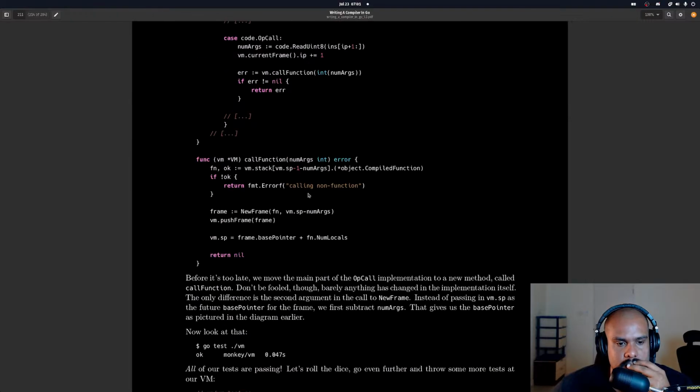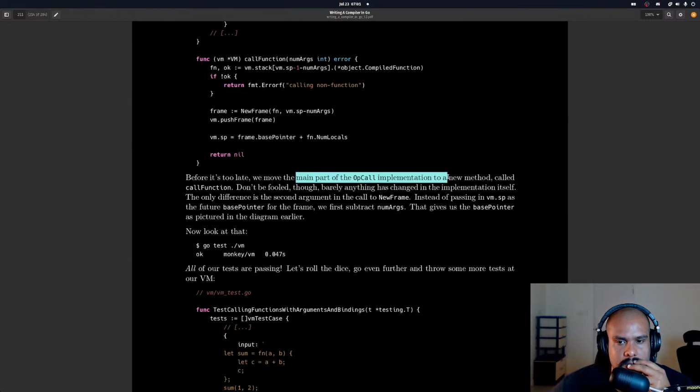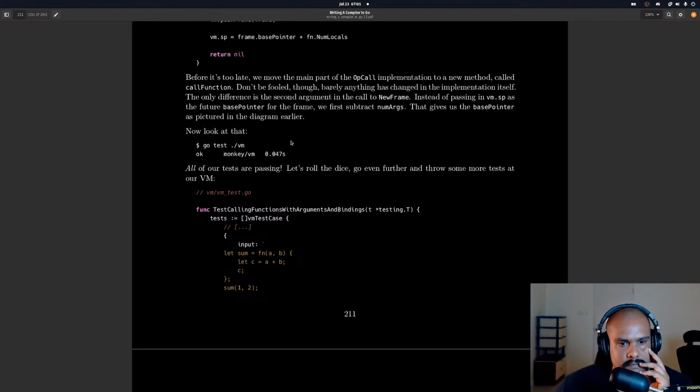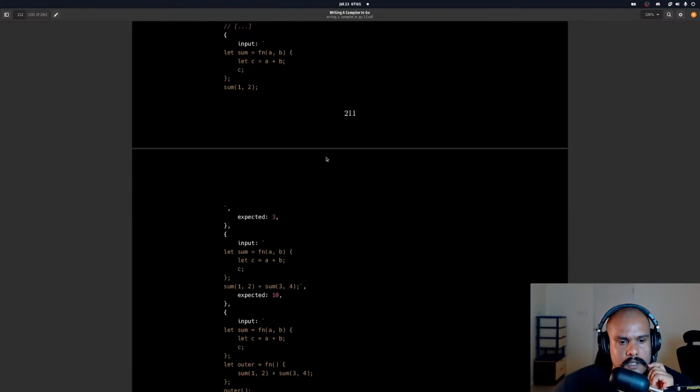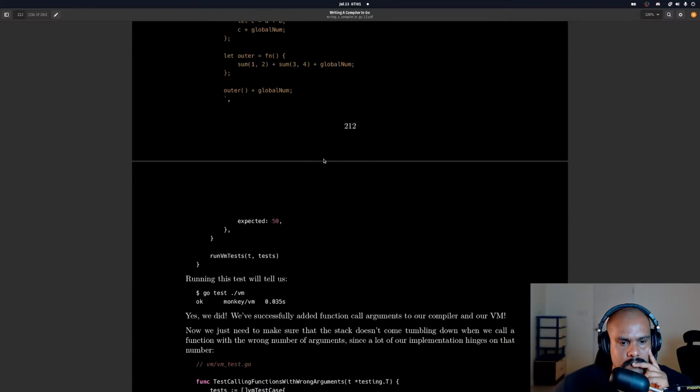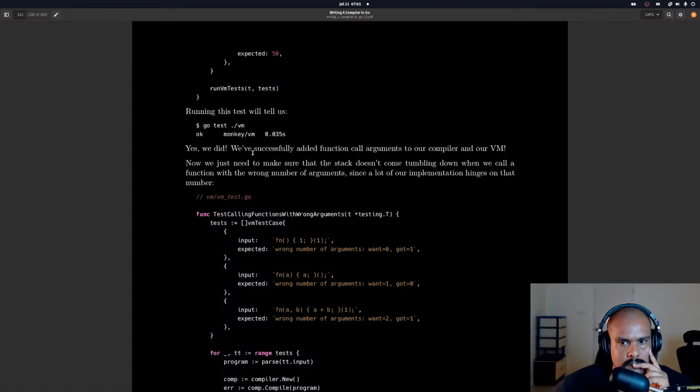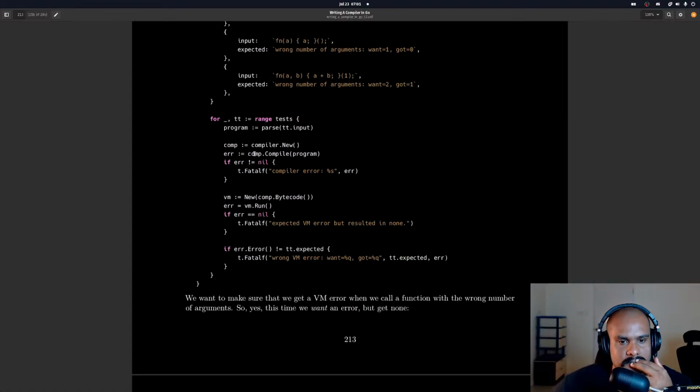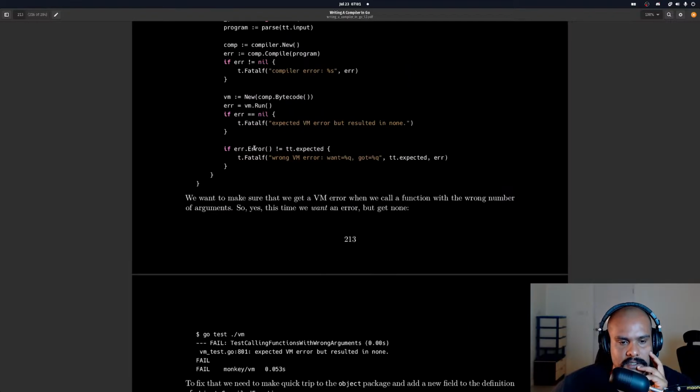Compute base pointer. Call function. I didn't see the point of that. Yep, new frame is the only change. All of this should work. Damn, that's cool. So now I've just finished function implementation.